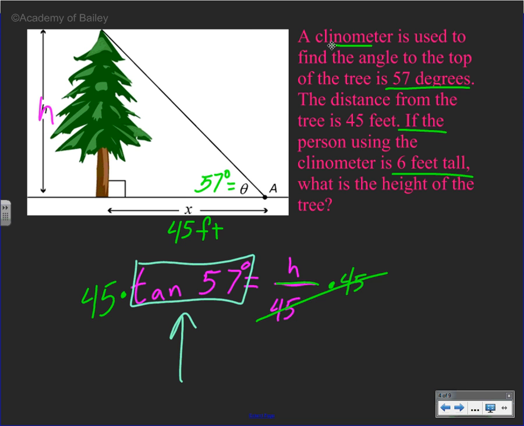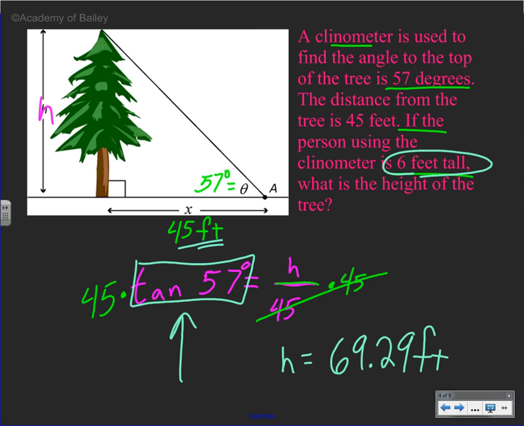And when you do that, you're going to get h is equal to 69.29. And since 45 is in feet, this is also in feet. So 69.29 feet. Now we have to think here. If this is 69.29 feet and the person is 6 feet tall, we are going to minus 6.